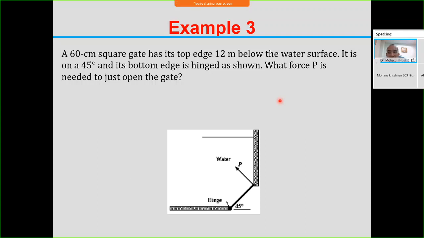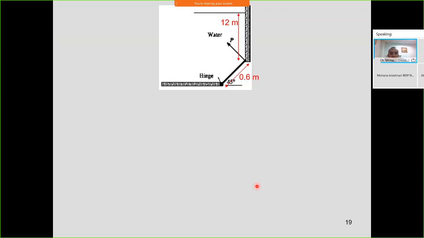Example 3. A 60 centimeter square gate has its top edge 12 meter below the water surface. It's on a 45 degree incline and its bottom edge is hinged as shown. What force P is needed to push open the gate? For this example, normally the door is totally vertical. This time it is a case where the gate is not totally inclined, but also not totally vertical, but has some inclined degree. For this case, the inclined degree is 45 degree. So how to solve this question? You know that it is 12 meter from the water surface and the door is 0.6 meter.